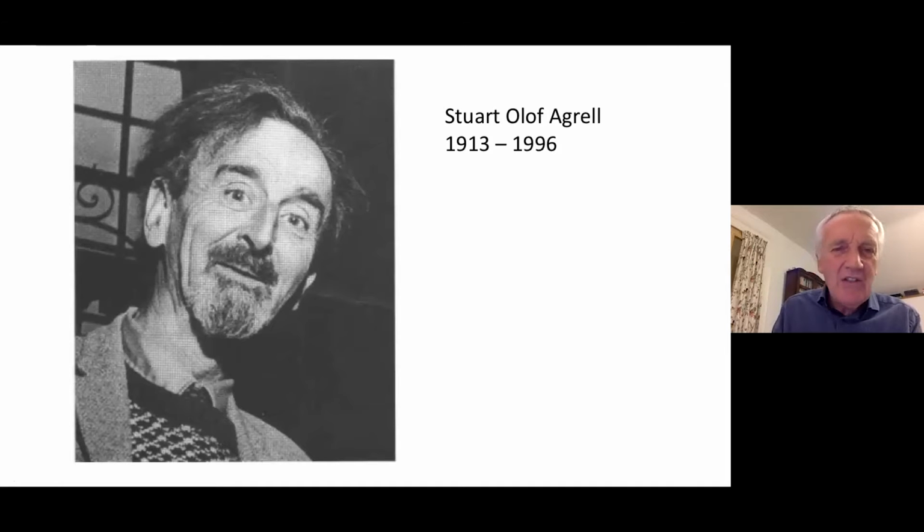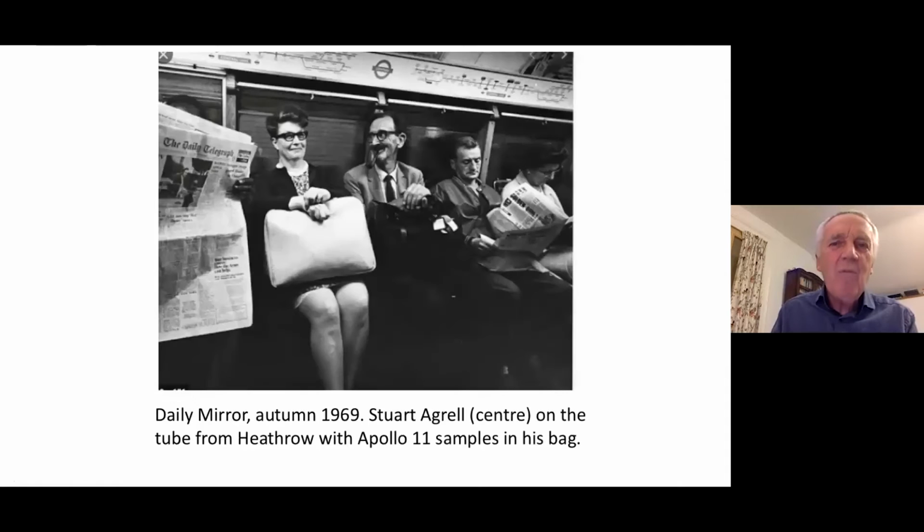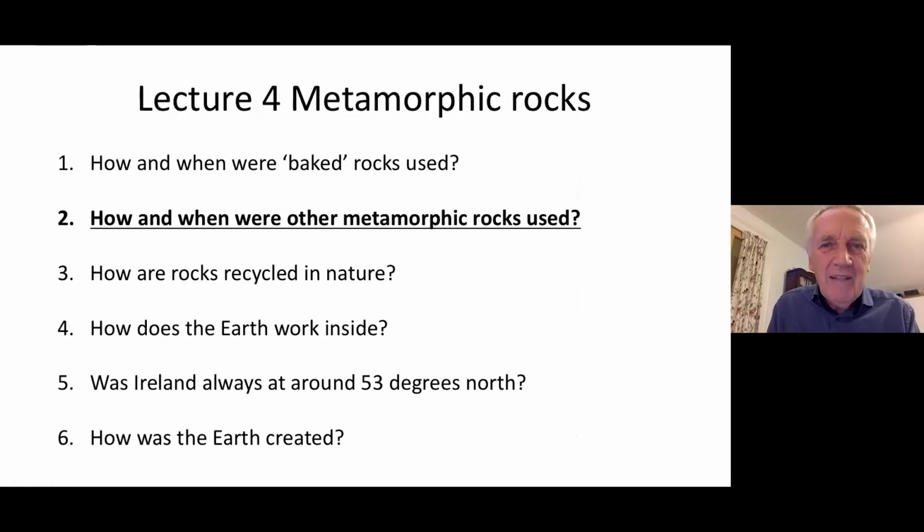He was into lots of things, including he was one of the first PIs on the Apollo 11 mission. And here he is returning with his haul. That's him in the middle. And this was a photograph from the Daily Mirror, front page. And the caption was, "Guess what's in my bag?" And he was carrying Apollo 11 samples back from Houston. Okay, enough of Stuart Agrell.